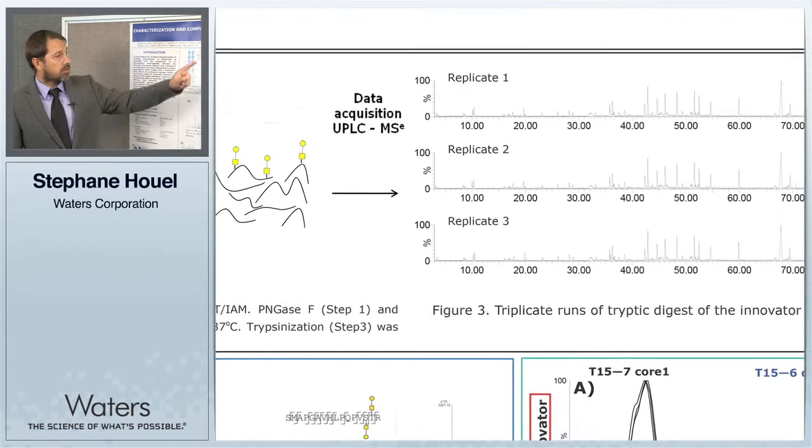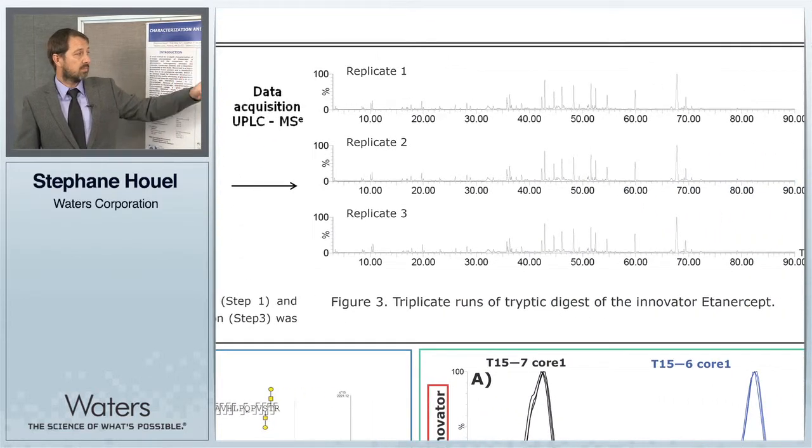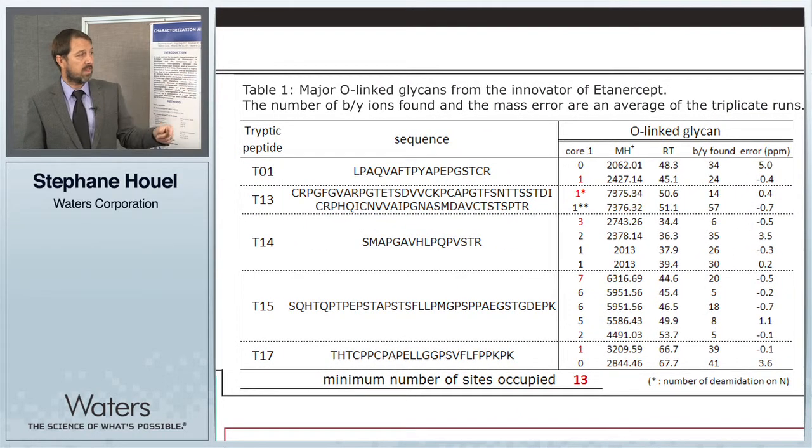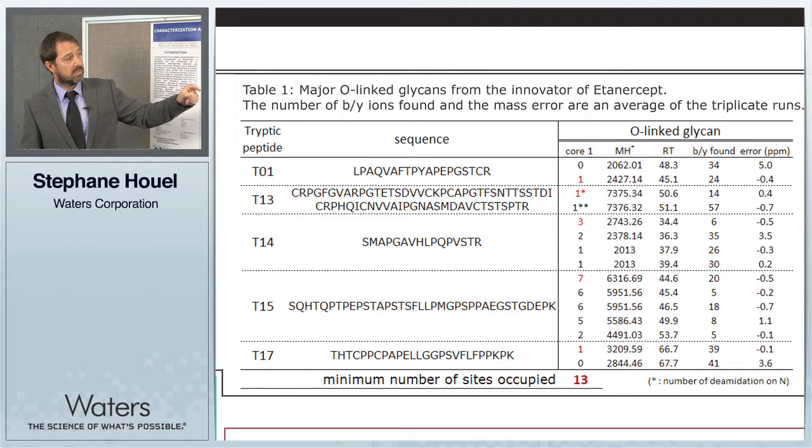So on figure 3, you can see we ran the same sample 3 times. We have 3 replicates, and after that, we process the data with BiopharmaLynx. In table 1, you have the result of this triplicate analysis. To qualify a peptide, we needed to have at least 5 b and y ions, and on the precursor mass, an error of plus or minus 5 ppm.